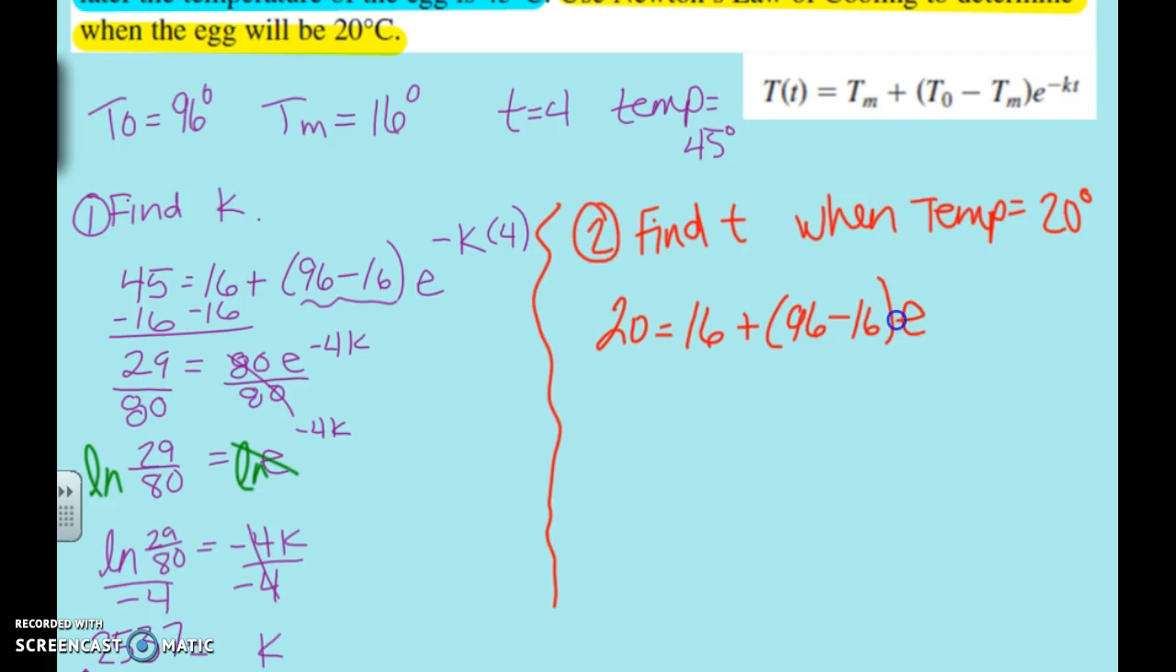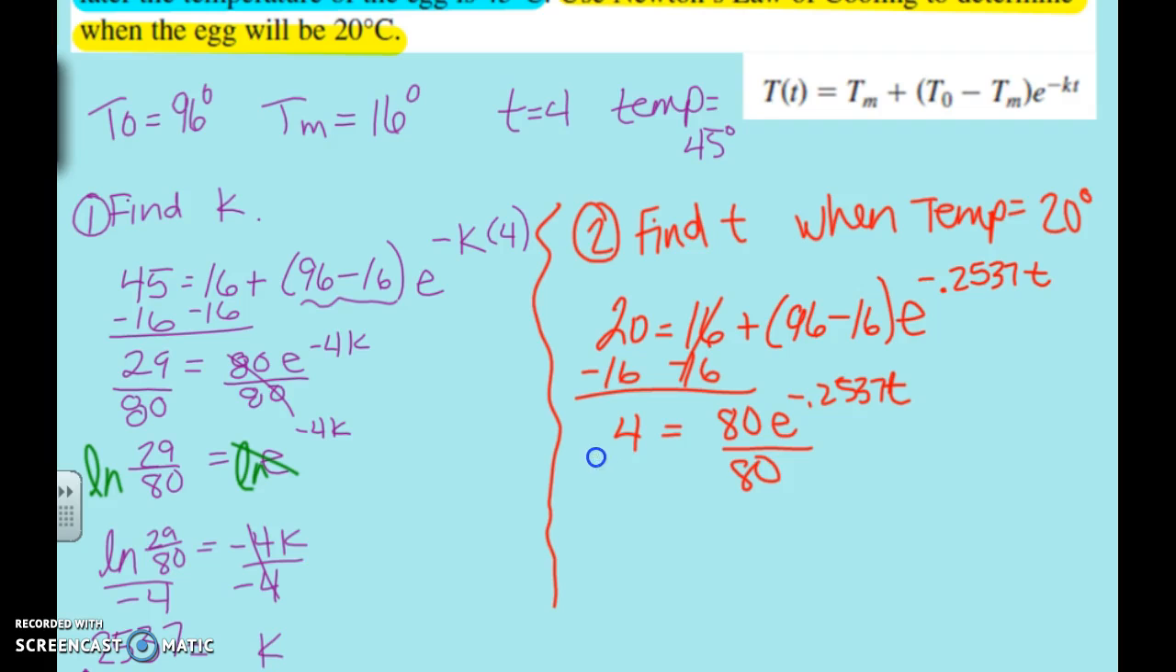And now I don't know T, but I do know that K is negative 0.2537. I do encourage you to keep that decimal as long as you can, at least 4 decimal places, just for accuracy of the problem. Again, we're going to follow a very similar process that we did on the previous slide. So subtracting 16 from both sides gives me 4 equals, we know that 96 minus 16 is 80, e to the negative 0.2537 t. Again, we want to get rid of that 80 before we do anything with the e.